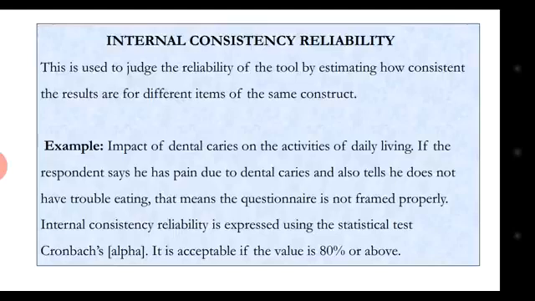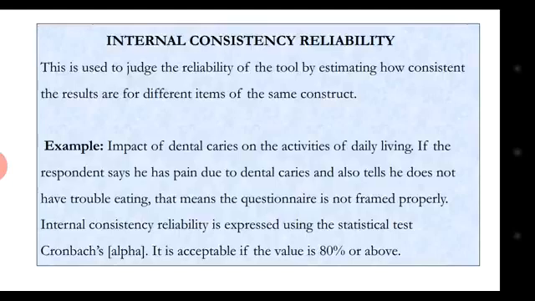You want to check whether they have internal reliability or not, because if you ask the same question in a different way, whether they are going to give the same results or not. So that is very important. Take the impact of dental caries on the activities of daily living. So look at this one. If you have some dental problems, how is it going to affect your daily living? The respondent is saying that he has pain due to some dental problems, but still he is not having trouble in eating.